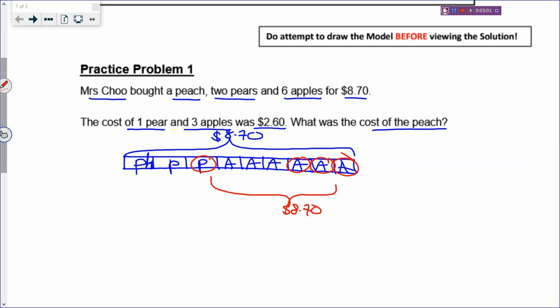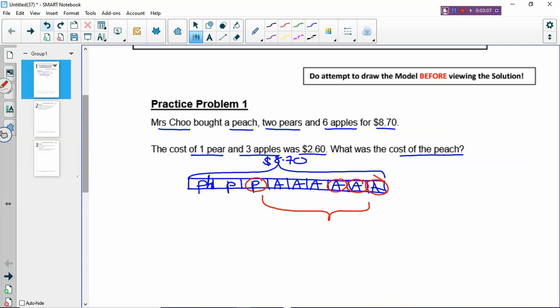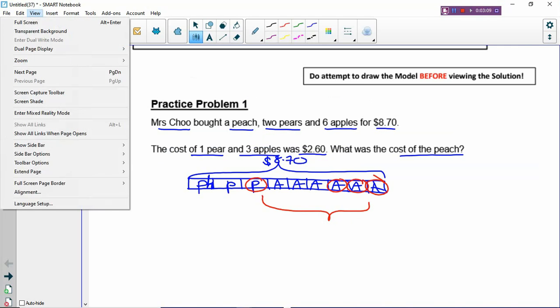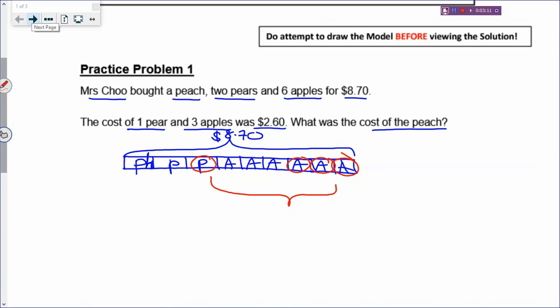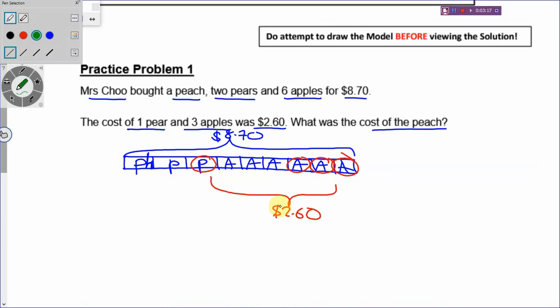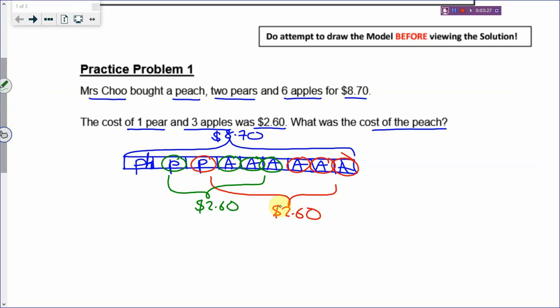And then 1 pear and 3 apples was $2.60. Let me just undo, there's a writing error. So 1 pear and 3 apples was $2.60. Then you can circle again: you circle another pear and 3 more apples. So that will be another $2.60. Now can you find how much is 1 peach?